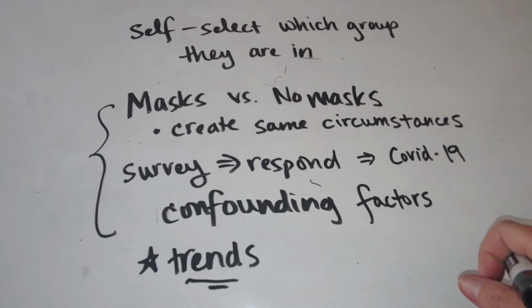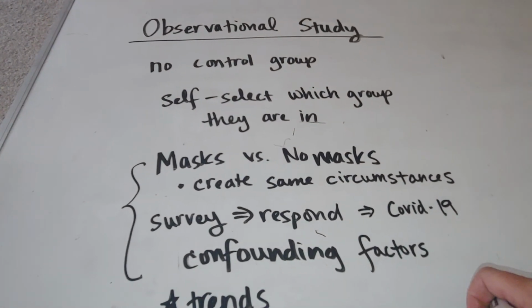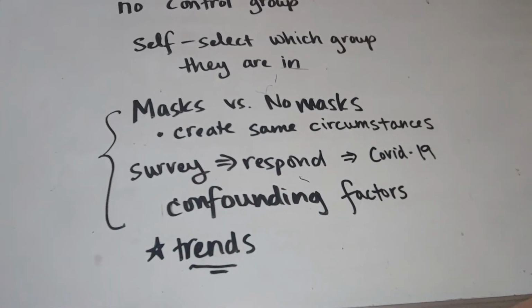Okay, all right. So observational studies, how you recognize those: no control group, self-select which group they're in, and you're basically just taking survey responses.